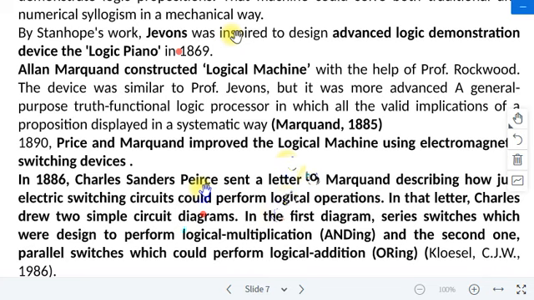In that letter, Charles drew two simple diagrams. In the first diagram, series switches were designed to perform the logical multiplication, that is ANDing, and the second one, the parallel switches, could perform the logical addition, that is ORing. And this letter you can find in the reference where I give all the documents.